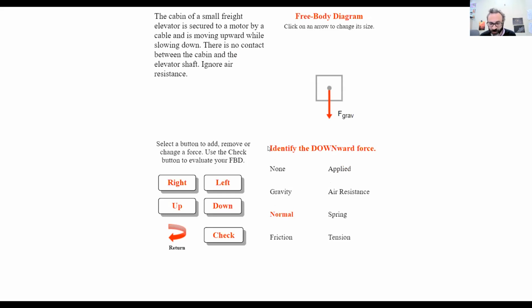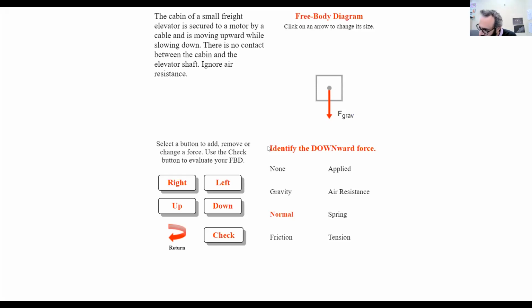What about the force of friction? Is the elevator sliding along a surface or trying to? I don't think so. No, it's not, right? It's being pulled upwards by a cable, by a rope. So there's not going to be any friction there. So we don't have to put a friction arrow, right? If it was sliding along a surface, we would put a friction arrow.